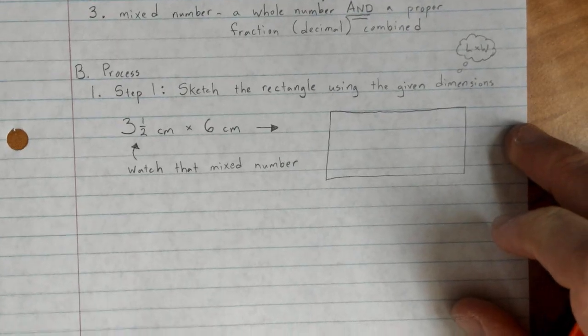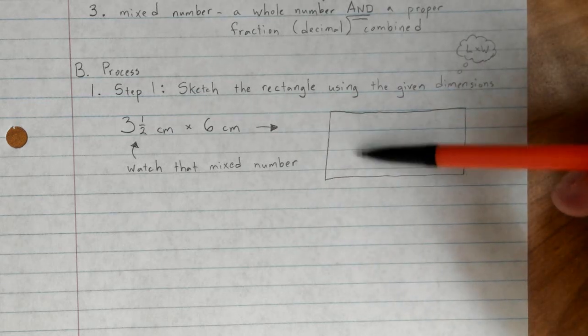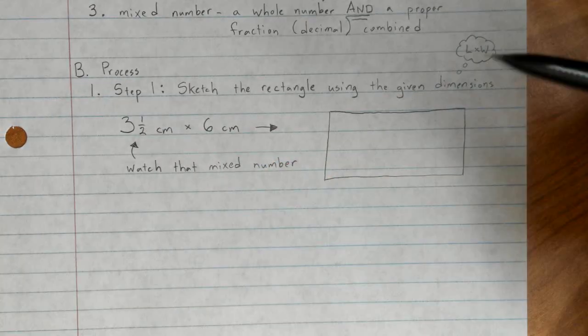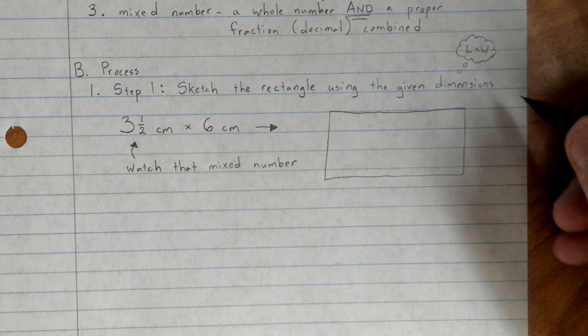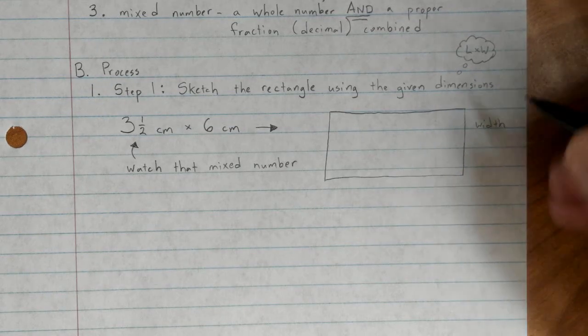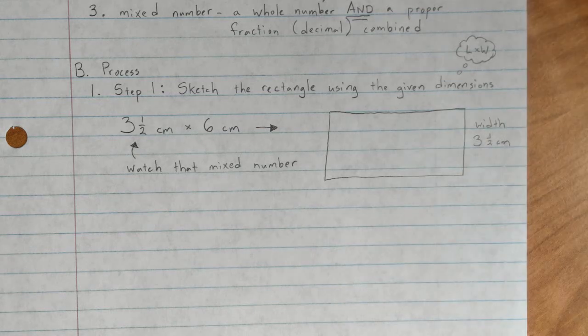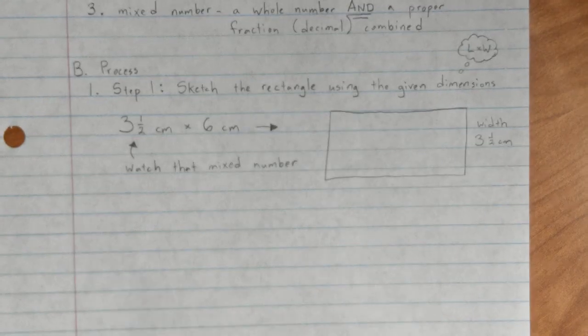Now again, it doesn't have to be perfect, but I'm going to show you in a minute why, if you can use the lines to help you on your mixed number, I think it'll be a little bit easier for you. So again, here's our width on this side. We went with 3.5 centimeters. Is that actually 3.5 centimeters? No, but it's close enough.